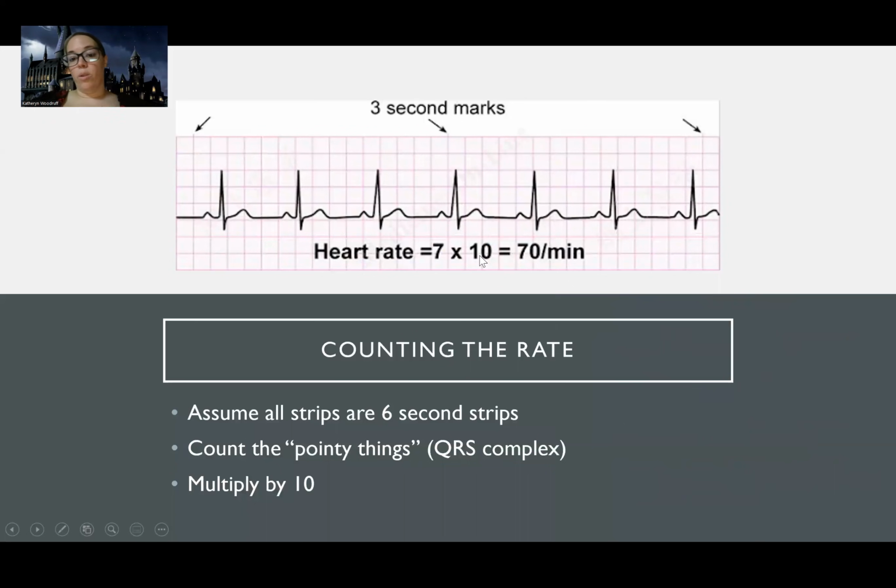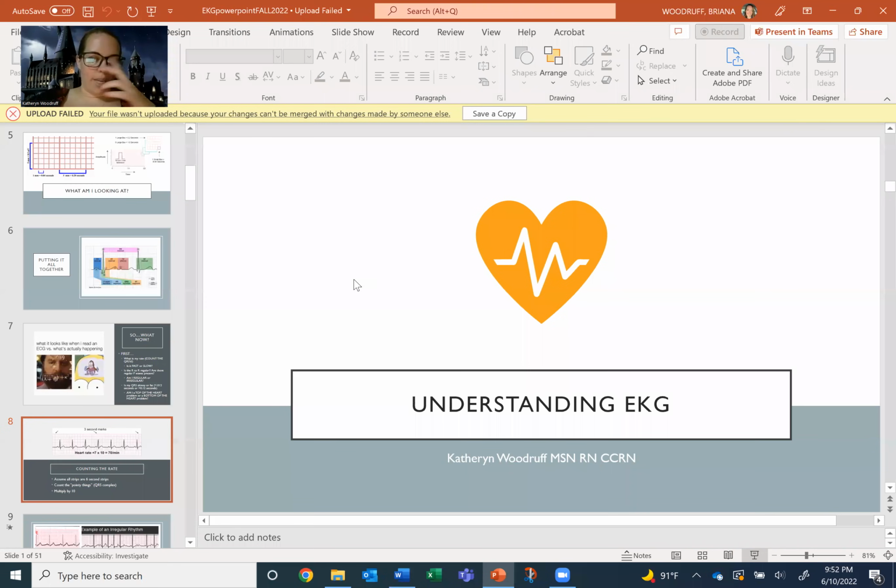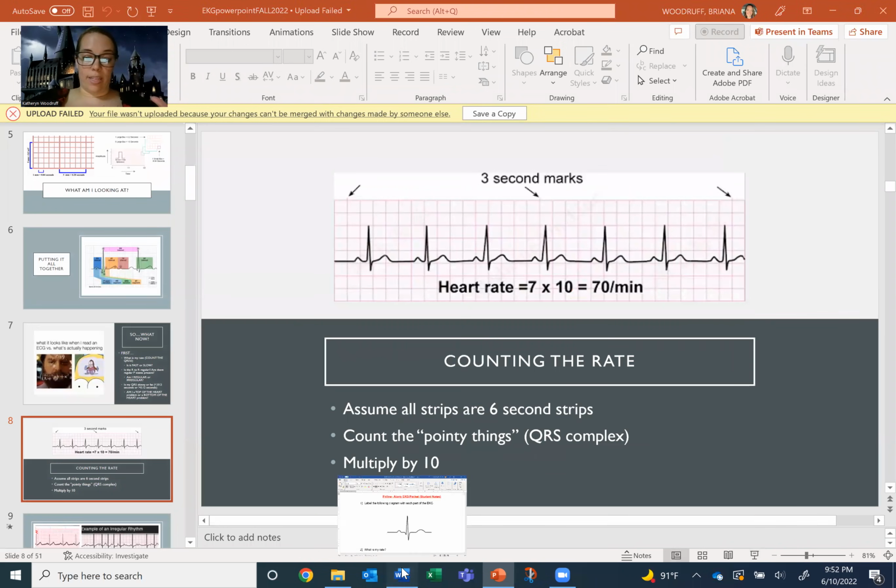And then what I do is I multiply that by 10, and that gives me my rate. So if I have 7 pointy things, times it by 10, my rate is 70. So let's get some practice with this. And just, for our exams, you should assume all strips are 6-second strips.